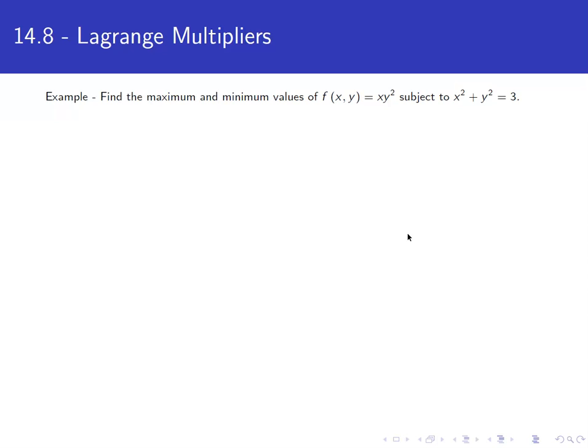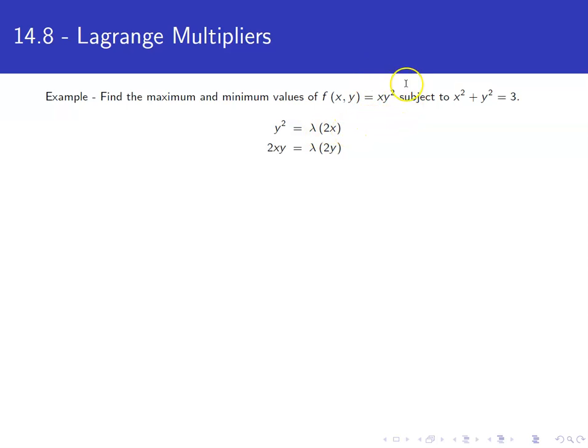So this example asks us to find the maximum and minimum values of f of x, y equals x y squared, subject to the constraint x squared plus y squared equals 3. All right, so we're going to set up a system of equations to solve. We're going to use the fact that the gradients have to be scalar multiples of each other to get two of our equations. The partial with respect to x for f is y squared. The partial with respect to x for our g is 2x. So our y squared has to be a scalar multiple of 2x.